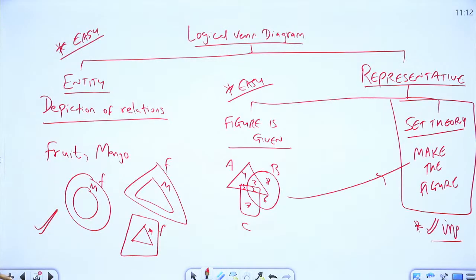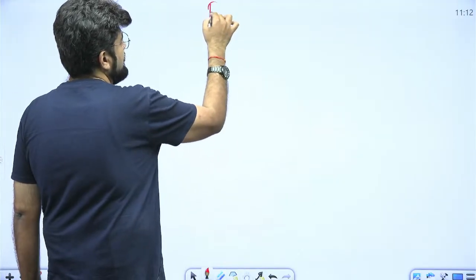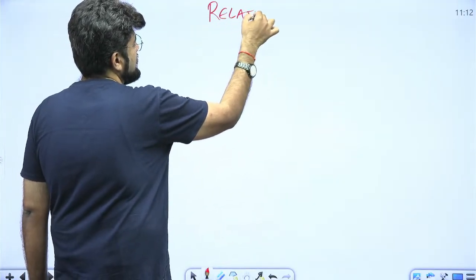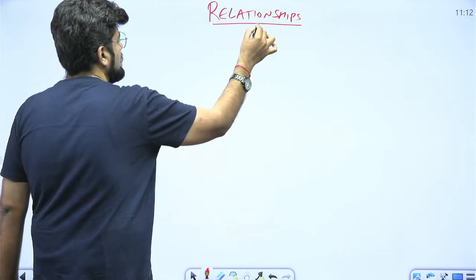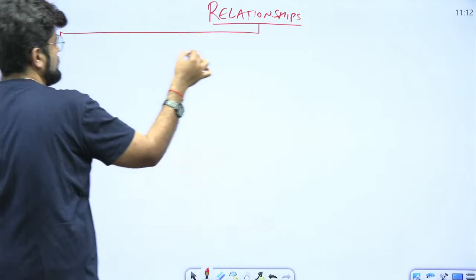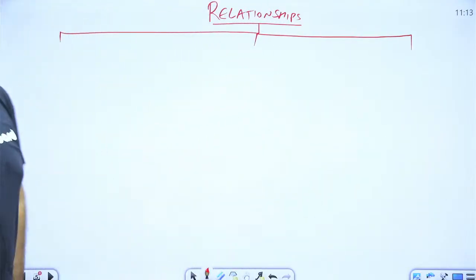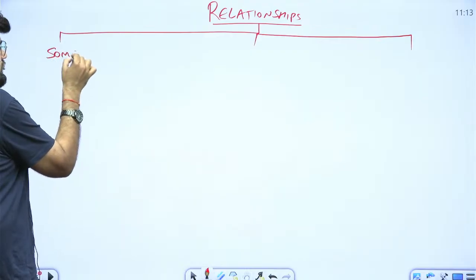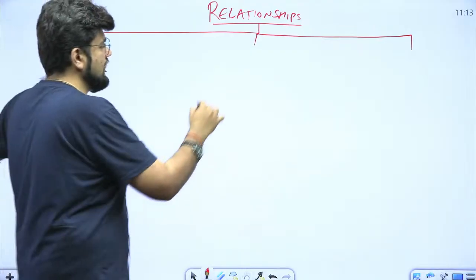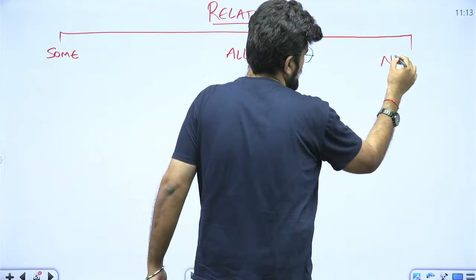We'll study the types of relationships now. In Venn diagram, between elements, there are three major types of relationships. The first one is some. The next one is all. And the third one is no.